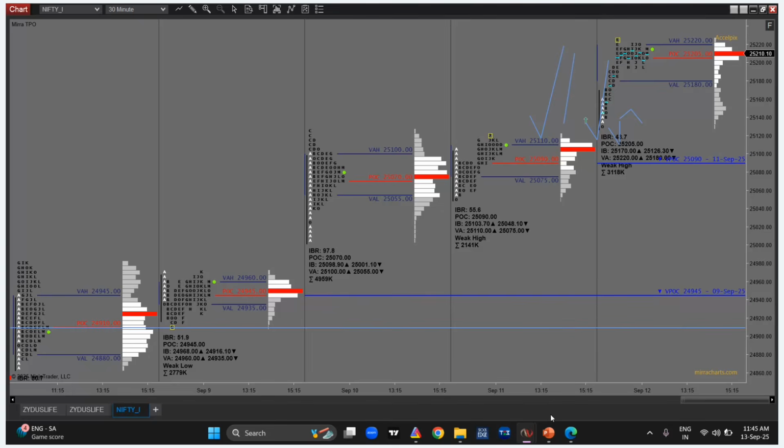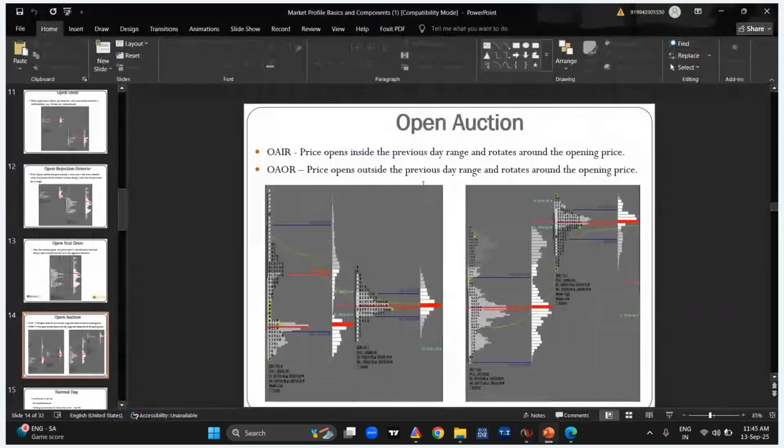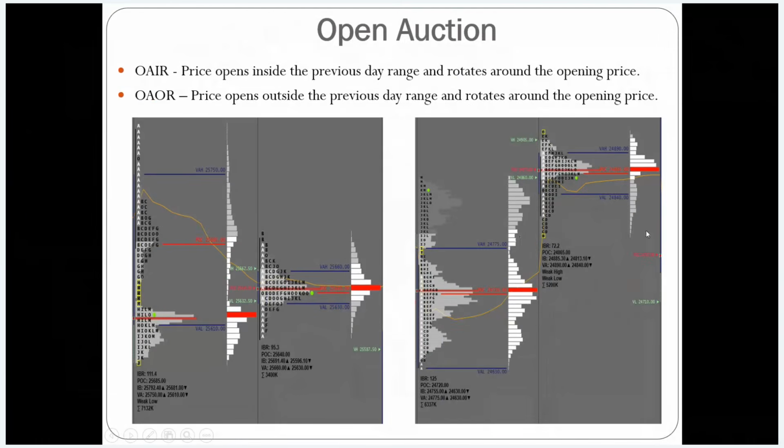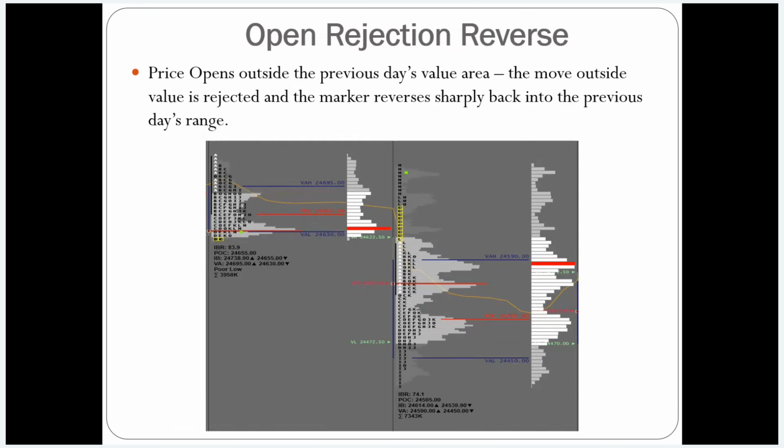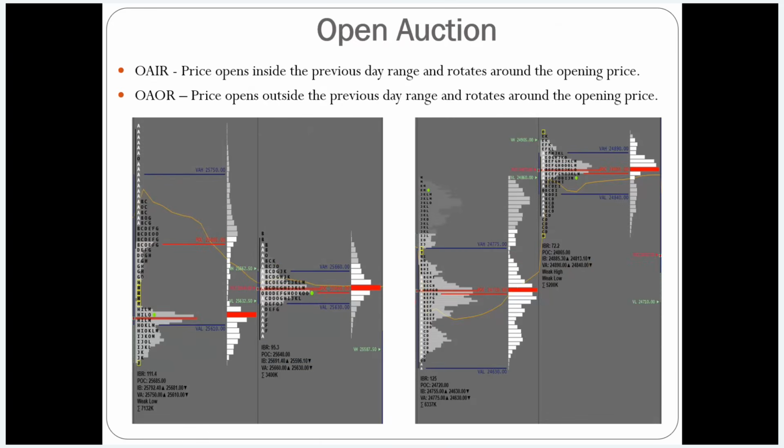You don't need anything else. There are other open types. I will just say these three open types are more important than the other open types as of now. Okay. So open drive, open test drive, open rejection reverse, and then open auction. Okay. Open auction can happen outside of the previous day range as well, but the context remains the same.